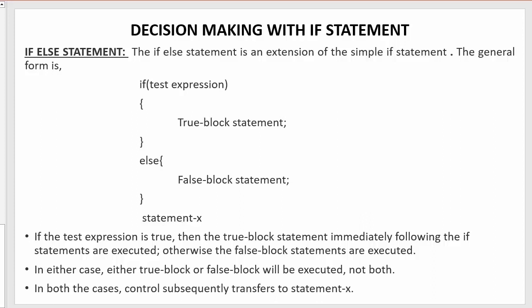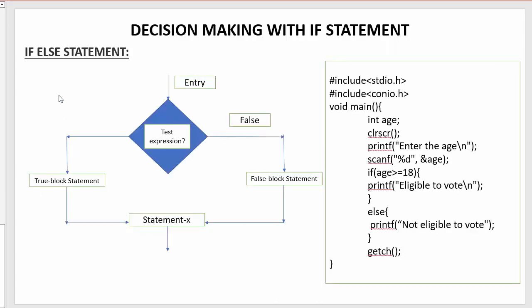Now let us move ahead to the next slide to see the flow diagram of the if else statement, and we will also see a simple example. So here I have drawn the flow diagram of the if else statement. Here there is an entry point, and this is the condition part. This diamond represents the condition where the condition will take place.